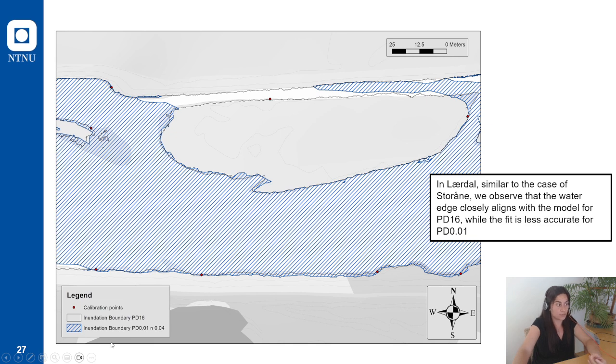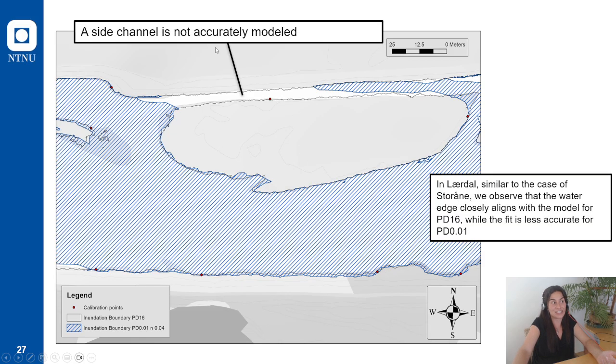We see the calibration points and the inundation boundary for PD16 and 0.01. And what we see is actually the opposite: a side channel is not accurately modeled. And I mean, this is something we could assume would happen. PD16 is a lot more accurate than PD 0.01.